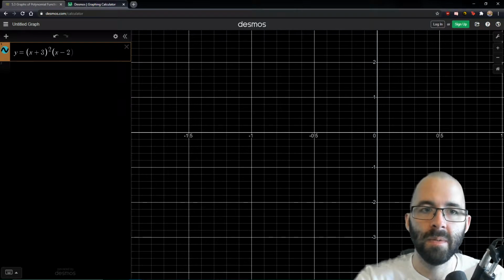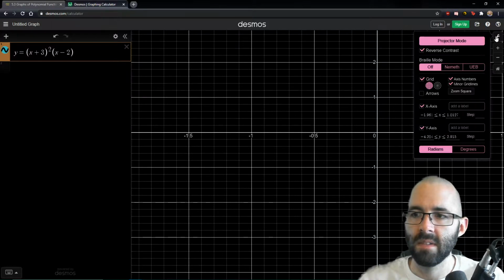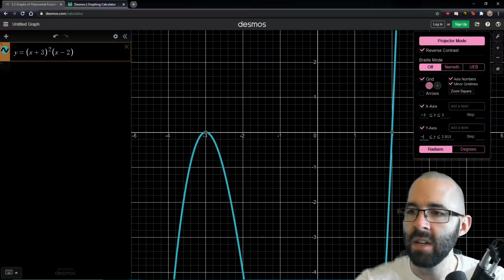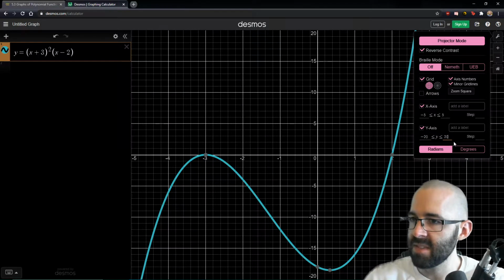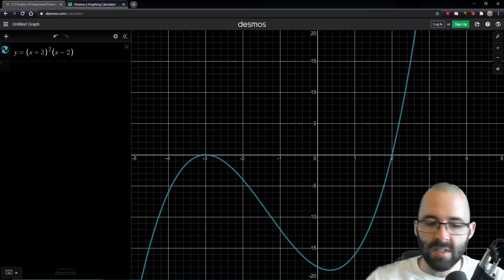Times x minus 2. And let's use the same scale, right? In our graph, we went from negative 5 to positive 5. We went from negative 20 to positive 20. If we have the same scale right here, it'll look more similar. And the question is, does this look like the graph that we graphed?